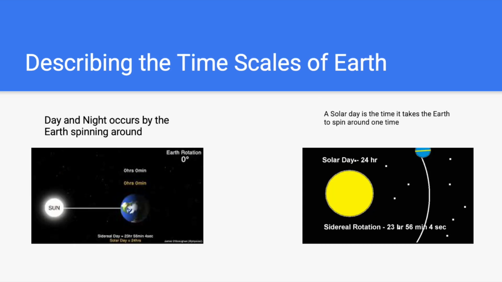The time it takes for the Earth to rotate one time is called a solar day, and it's about 24 hours long. Sometimes the solar day can be a little bit more or a little bit less than 24 hours. This is because the Earth's orbit around the Sun is not exactly circular, and also because the Moon's gravity pulls on the Earth a little bit.